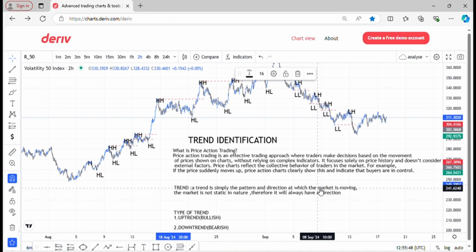It's either moving in one direction or another: it's moving up, it's moving down, or it's moving sideways. It always has a direction. This direction will help you to know when to enter the market. That is what's interesting about price action. When you know about price action, you can easily know when to enter the market.